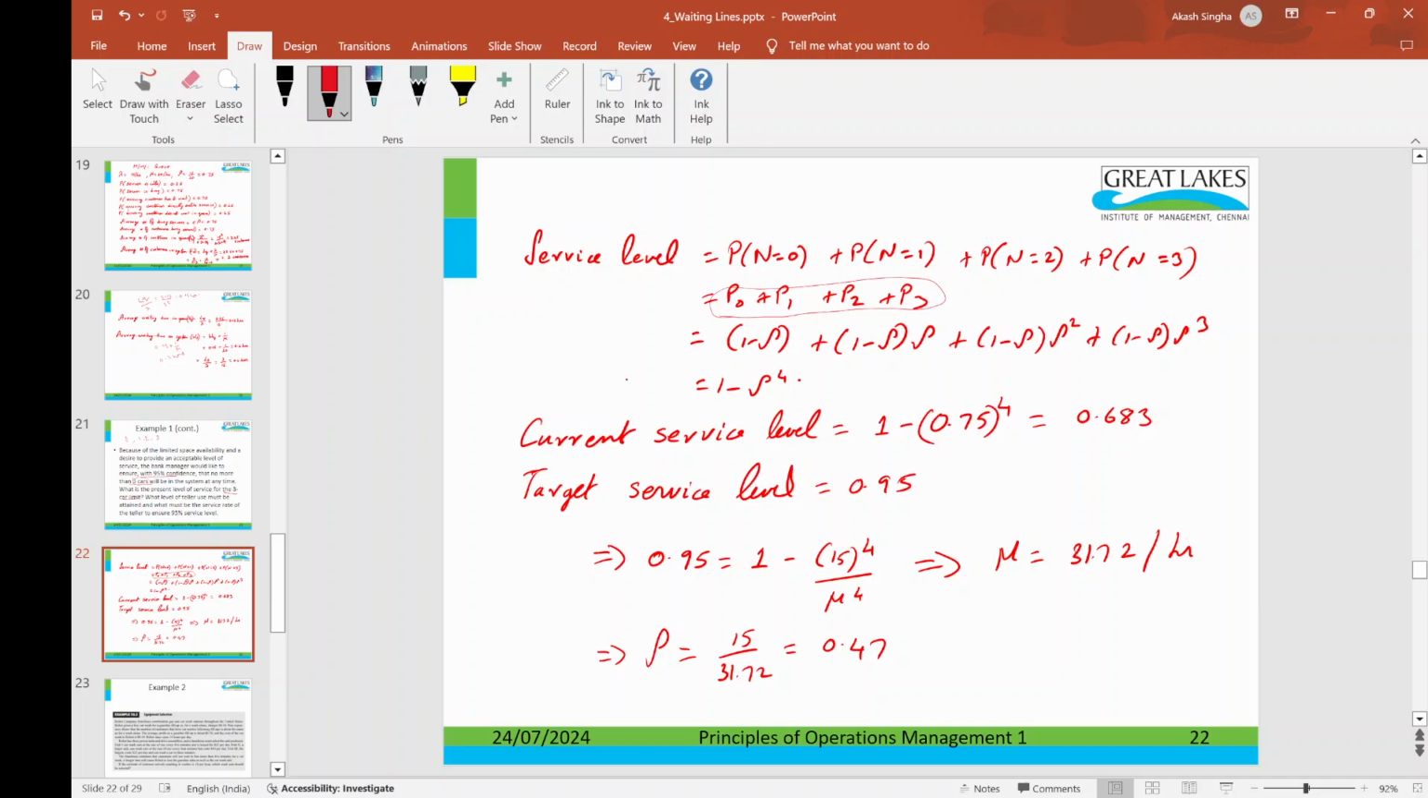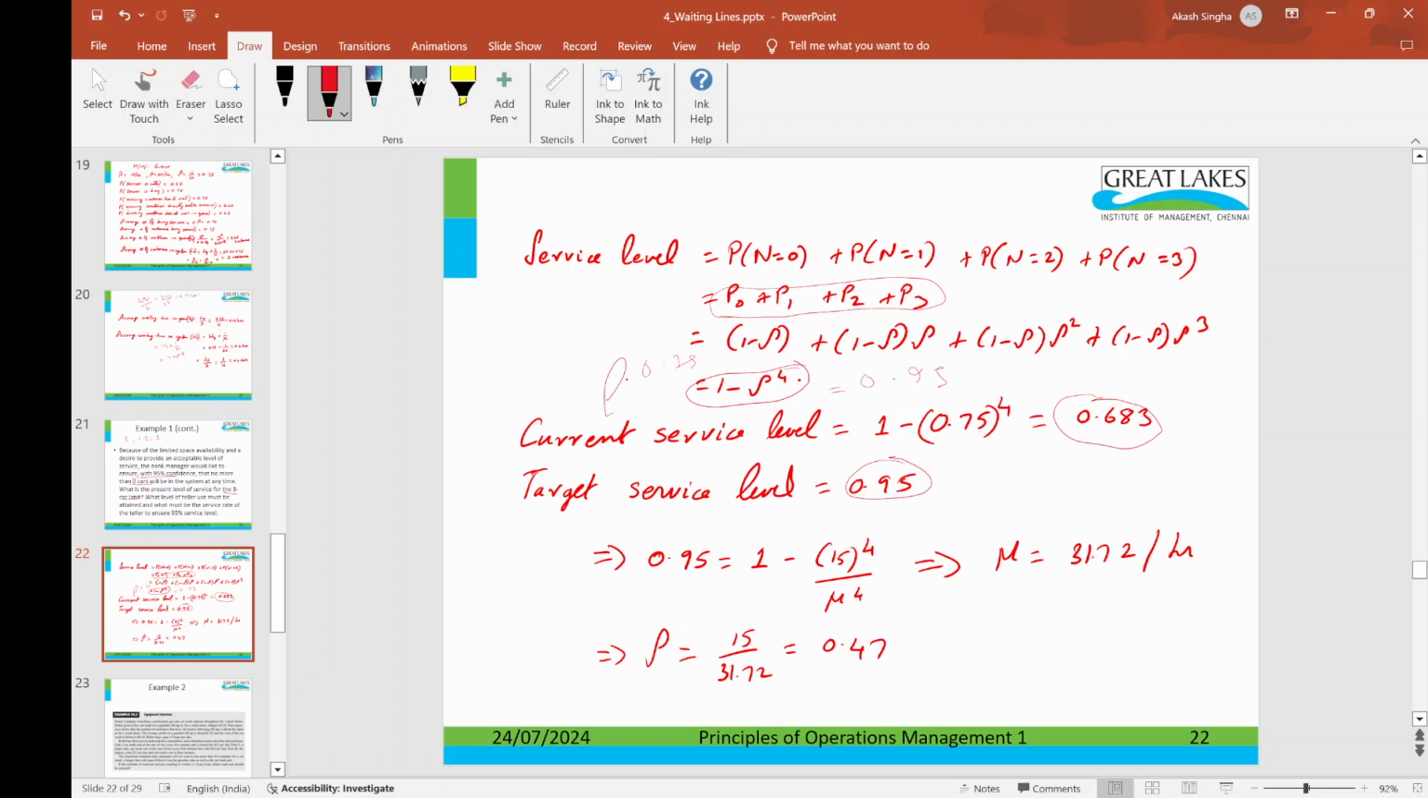So if we calculate it with the formulas we have discussed just now and do the sum, we will come to this answer. The current service level: we know the value of rho currently, which is 0.75. Substituting that value here, we have the current service level as 0.683. But our target is 0.95. To have that, this value should be 0.95. So here 0.95 equals this.